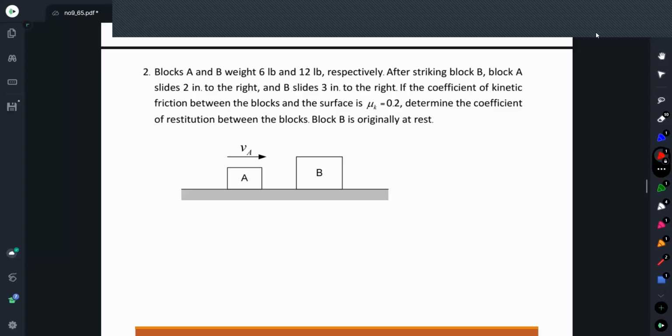Okay, let's consider this problem. There are two blocks, block A and block B, with weights of 6 pounds and 12 pounds. This is US customary units. You have to be careful when we use units that are maybe not the ones we're familiar with.